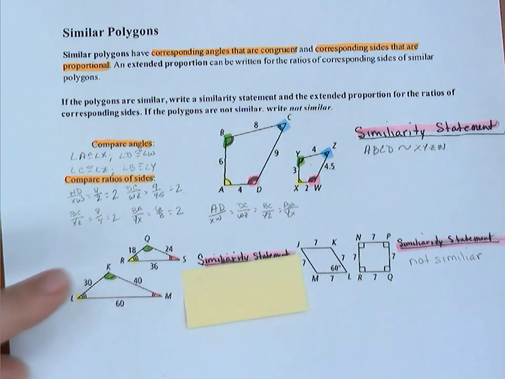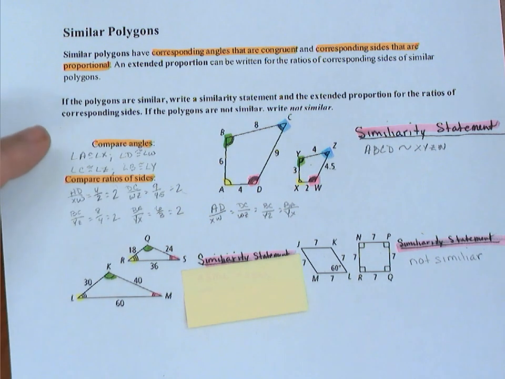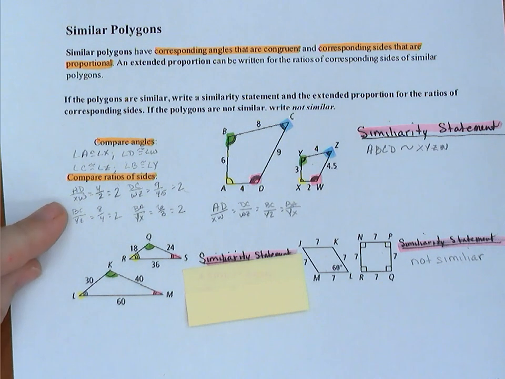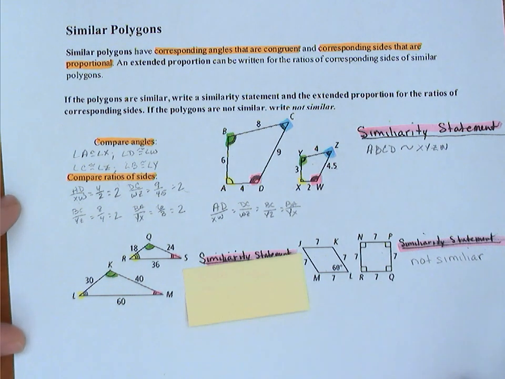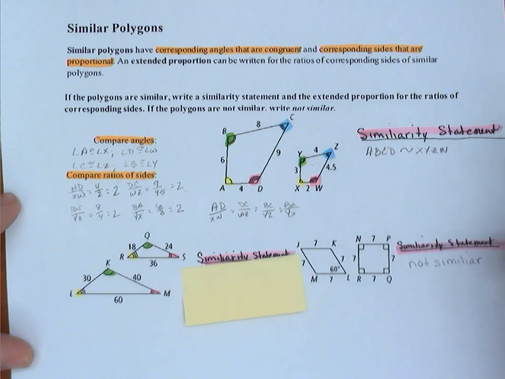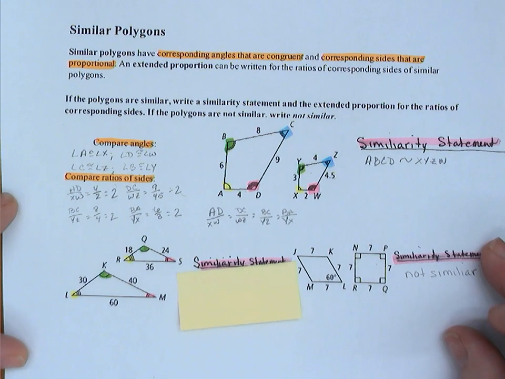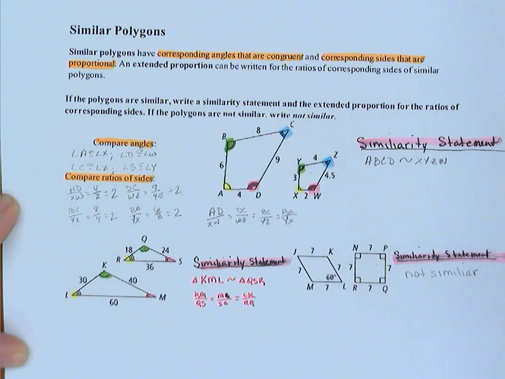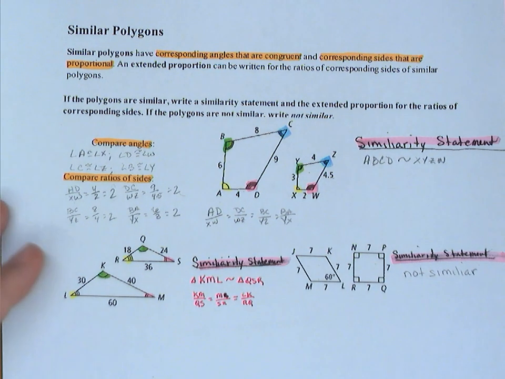Okay, now I want you to take these, compare the angles, check the ratio of the sides, and then write a similarity statement if they are indeed similar. Pause the video and go to work. Okay, did you get that similarity statement and that extended proportion? I hope so. If not, be ready to ask me a question.